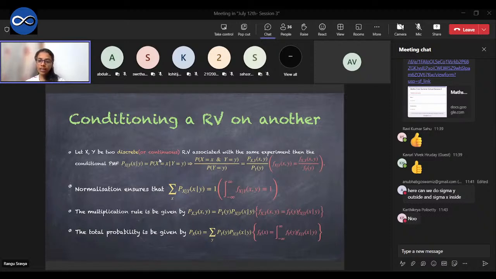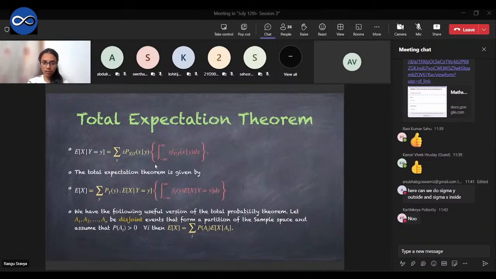And similarly, for the continuous case, to find f_X of x, which is the marginal PDF, we can find it from the joint PDF, which can be written in terms of the conditional PDF using the multiplication rule, and just integrating. So let us look at something important, the total expectation theorem.